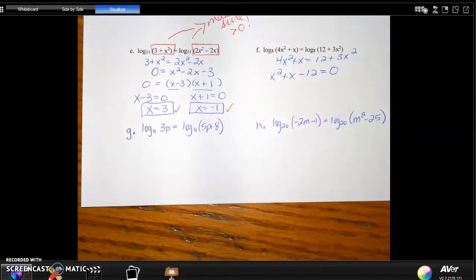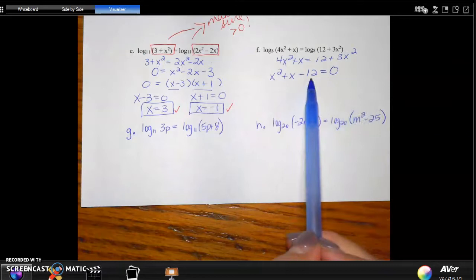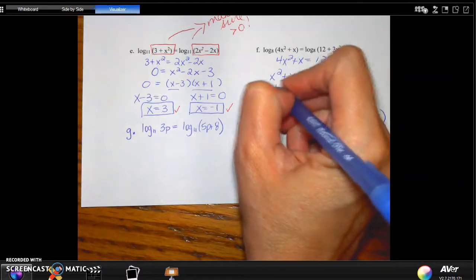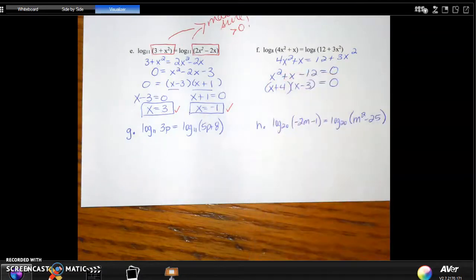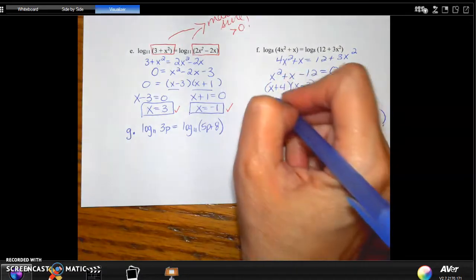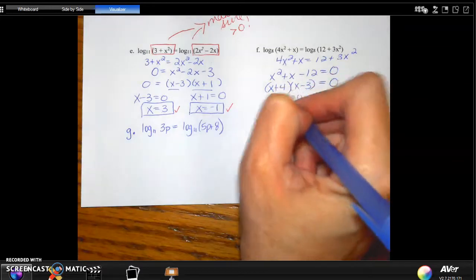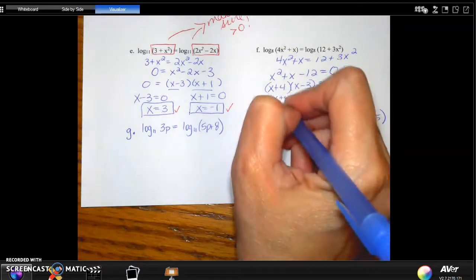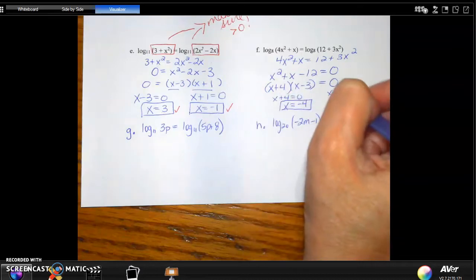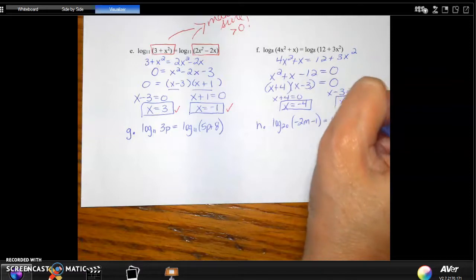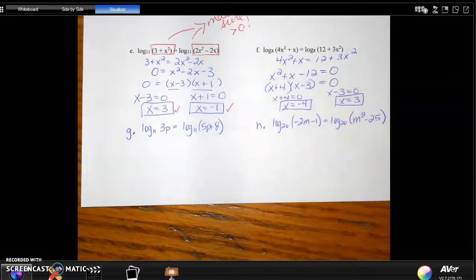So here I'm thinking about factoring, which you may think about as reverse FOILing. We need factors of 12 that are going to get us to 1. Those numbers are going to be 3 and 4. So we're going to do x plus 4, x minus 3 equals 0. Last step, we have to set those each equal to 0 and solve. This gives us a negative 4, and the other one is going to give us a positive 3. So those are our two possible answers.